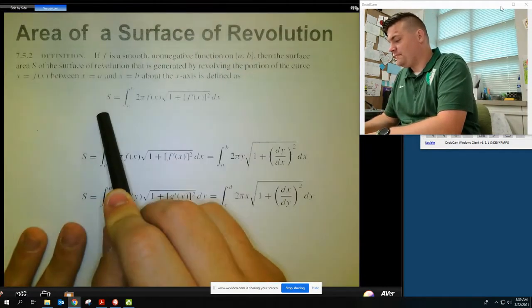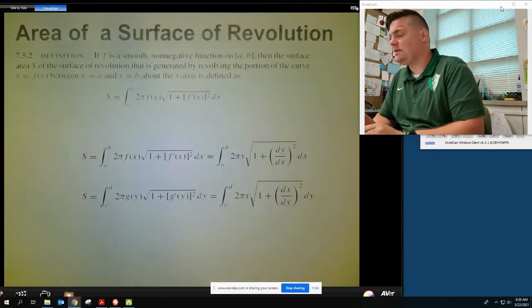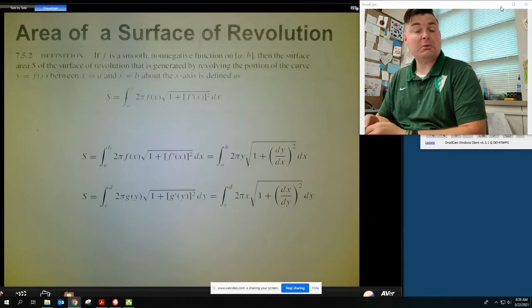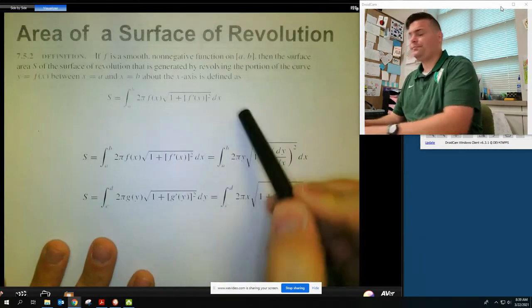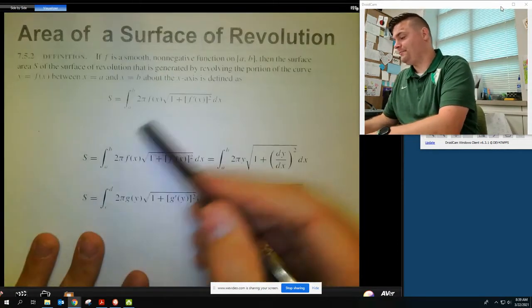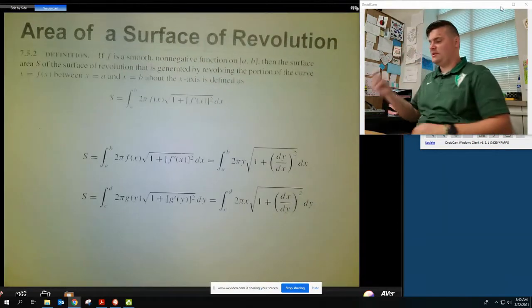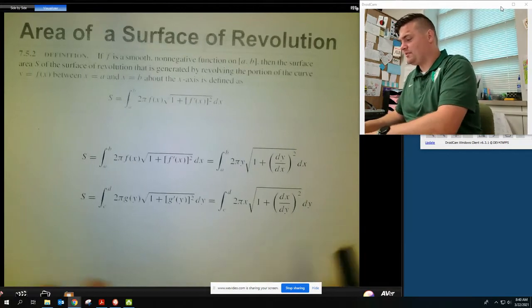So surface area is going to be equal to 2 pi times the function times the square root of 1 plus the derivative of the function squared. It looks very familiar, by the way, because this is like arc length. So really we're just taking the arc length and multiplying it by, if you remember from shells, 2 pi times the function, and that's giving us the surface area of a revolution. So that's how this appears.